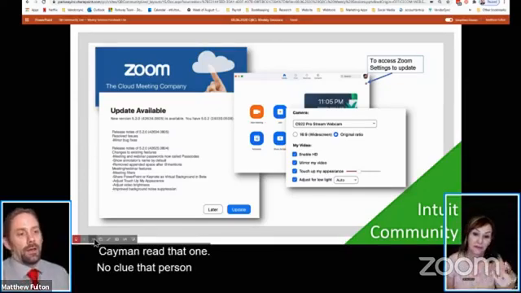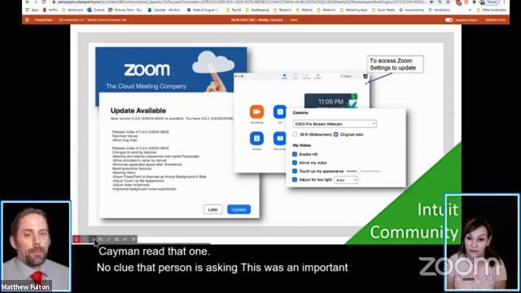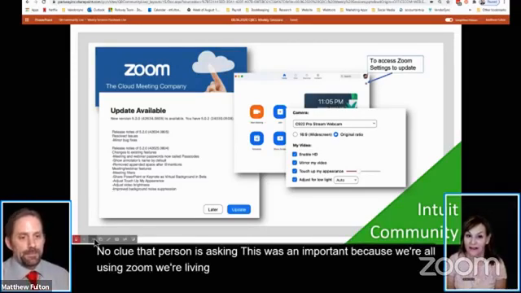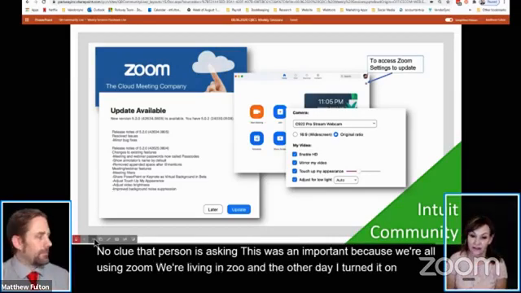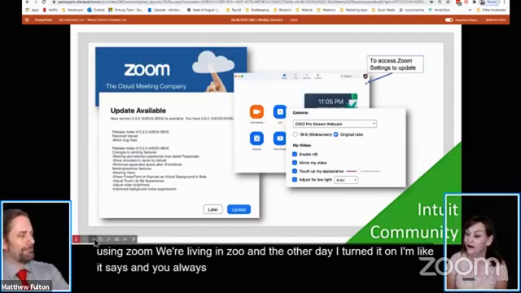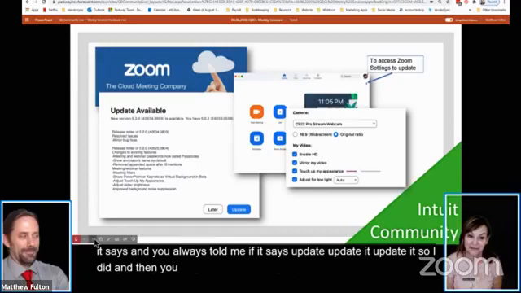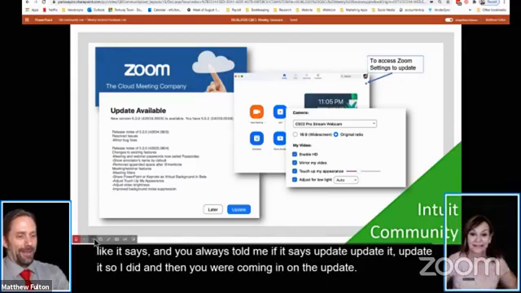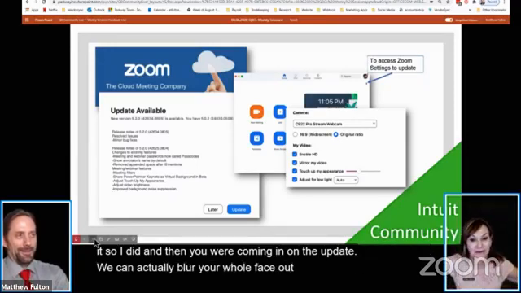But this was important, because we're all using Zoom, we're living in Zoom. And the other day I turned it on and it said update, and you always told me if it says update it. So I did. And then you were filling me in on the update things, that you can actually blur your whole face out completely and make yourself 20 again.